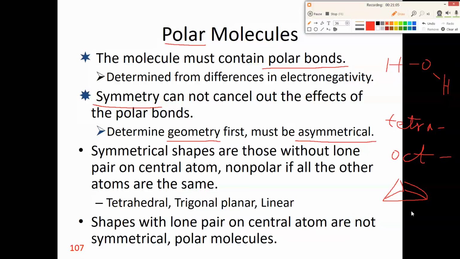I can pull up this. Let me finish this slide and I will pull up the VSEPR table. We have this table to explain which one is symmetrical. It'll be later.